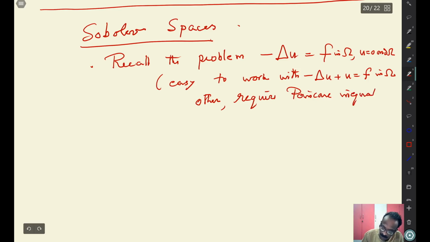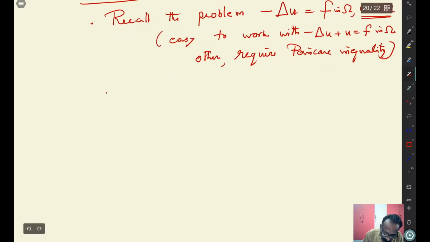So you can use the same thing because of the zero boundary condition. If it is not a zero boundary condition, the Poincare inequality may not be true. So when you deal with these problems with the Neumann and other conditions, you have to be a little more careful. Studying either of these two problems is fine due to the Poincare inequality. So what is the corresponding weak formulation?